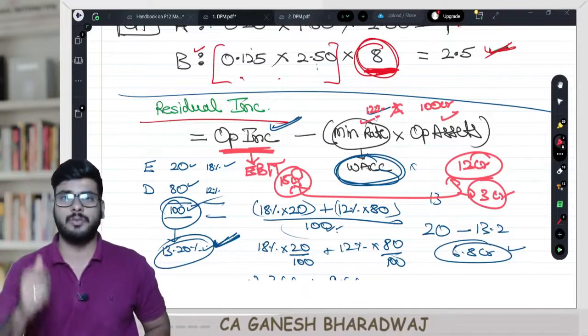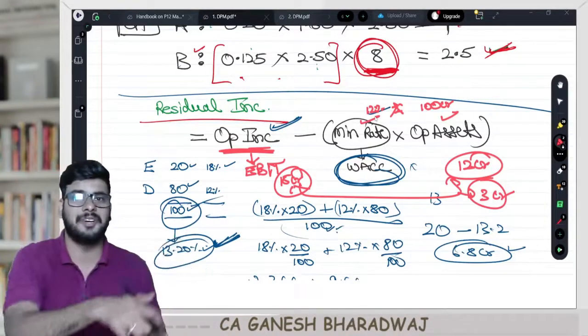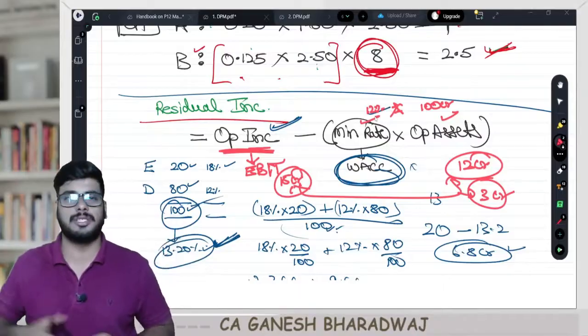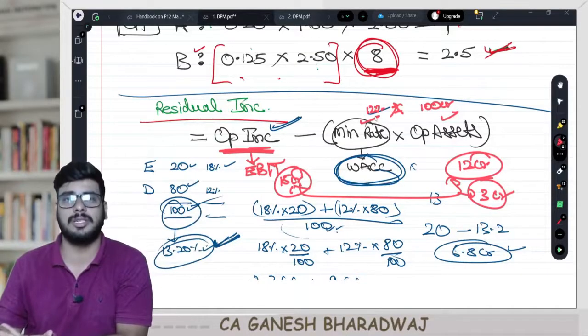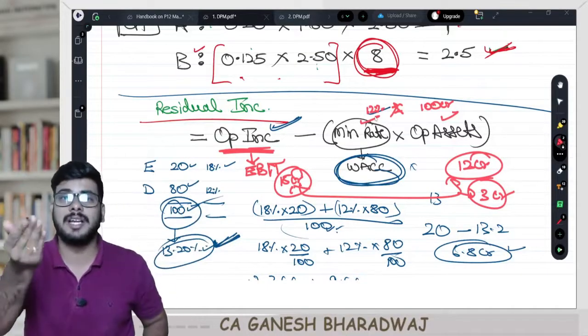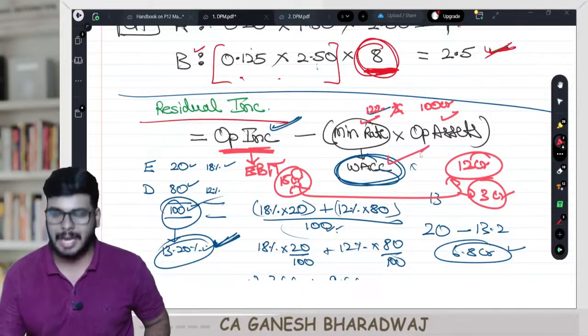Now, this minimum rate, sir, how will I know what the minimum rate is? What is the minimum required rate of return? That is nothing but your minimum cost. You should at least earn the amount that you spend. What is the minimum cost, sir? What is the cost that I spend? It's nothing but weighted average cost of capital. Are you clear with this? Weighted average cost of capital.